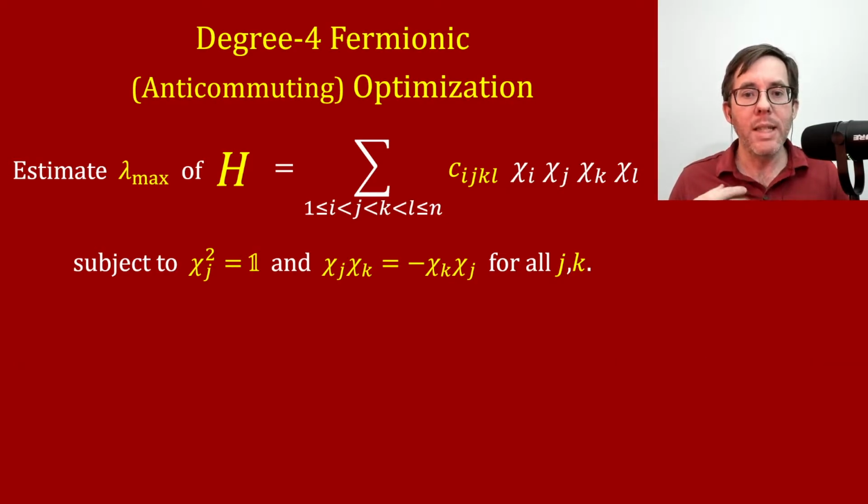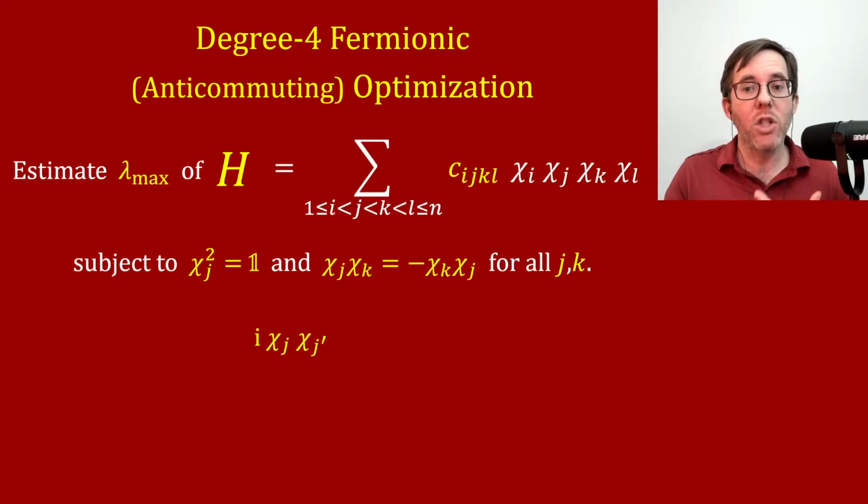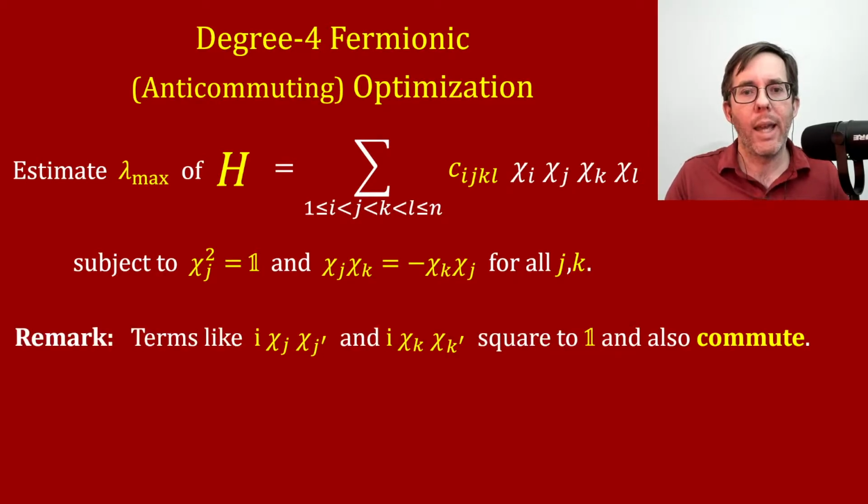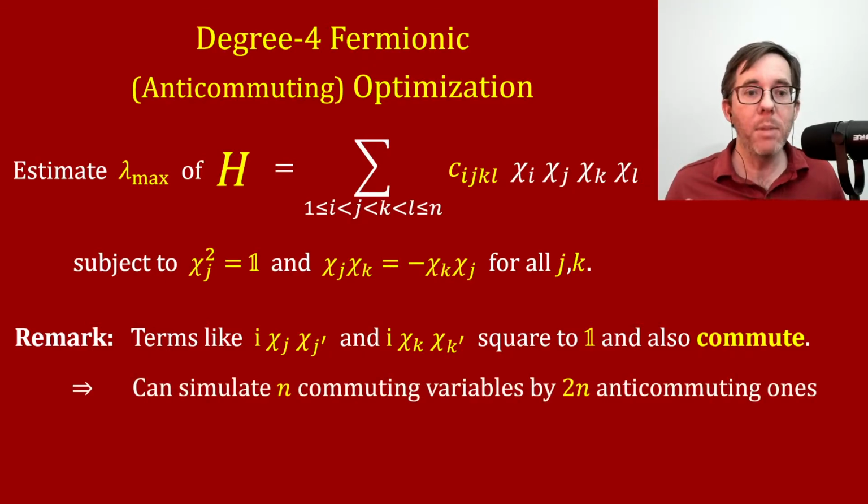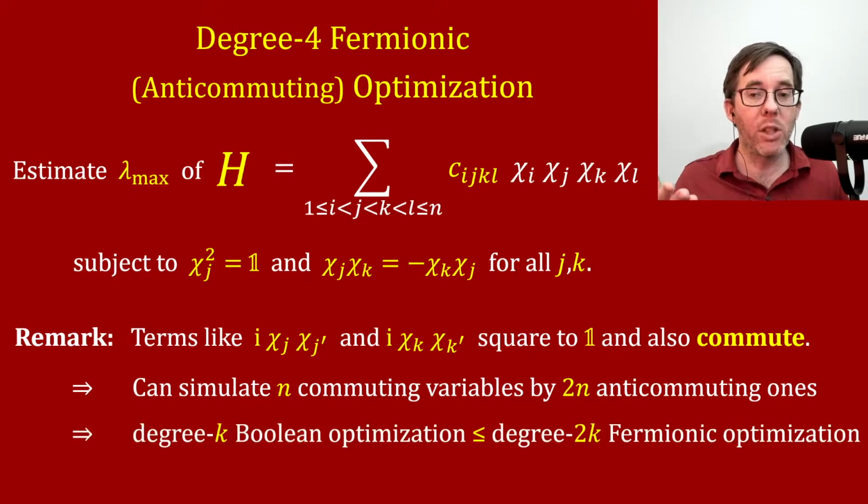In fact, you can simulate the usual commutative version of the problem using the anti-commutative version. So if you look at a pair of chi's, like chi j chi j prime, this degree 2 monomial squares to -1. So if you stick the scalar i, like the square root of -1, in front, it squares to 1. And moreover, it's easy to check that two terms like this commute. Okay, and from this, it follows that you can simulate n commuting Boolean variables by 2 times n anti-commuting ones. And hence, degree k Boolean optimization reduces to degree 2k fermionic optimization.